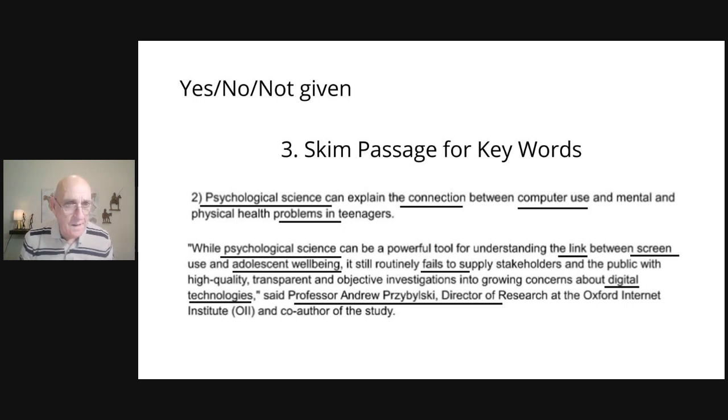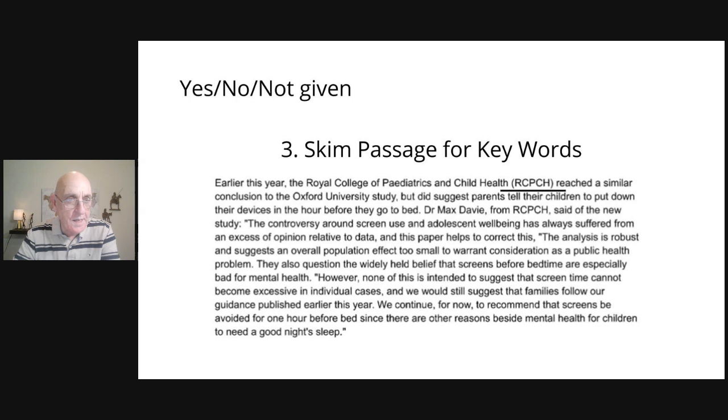Does it agree with the viewpoint expressed in the passage? And no, it doesn't, because it says psychological science can explain. But in our passage, it says it still routinely fails to supply high quality, transparent, and objective evidence. Okay, so now we see that it disagrees, and we see clearly the contradiction with our passage. So let's go to the next question.